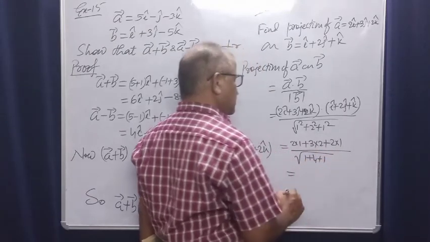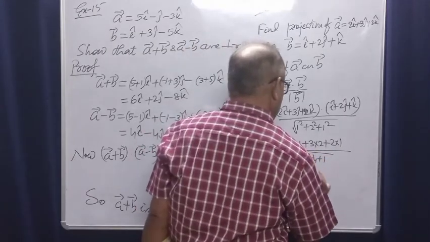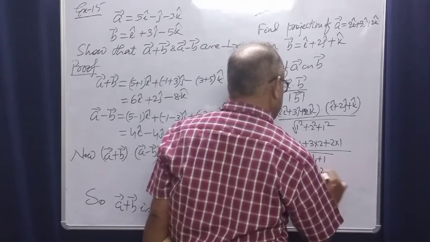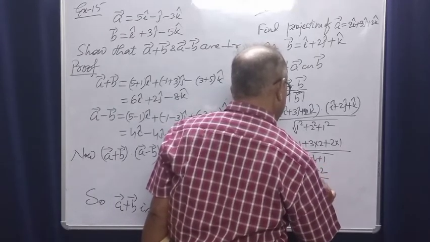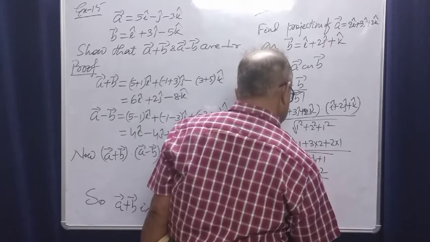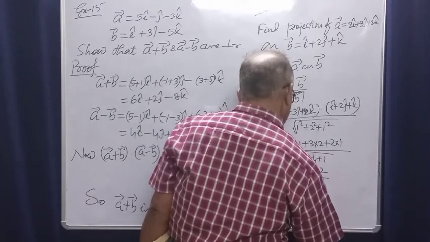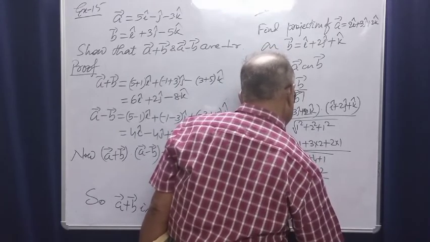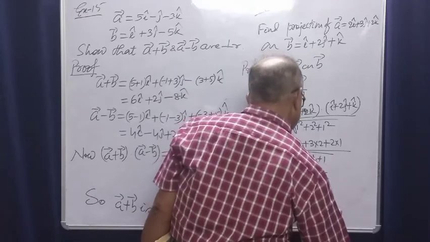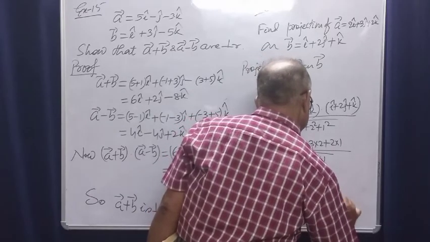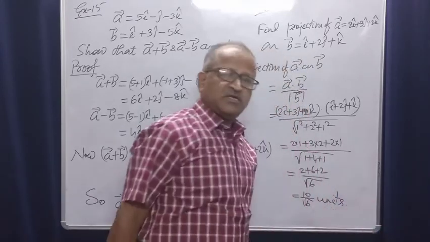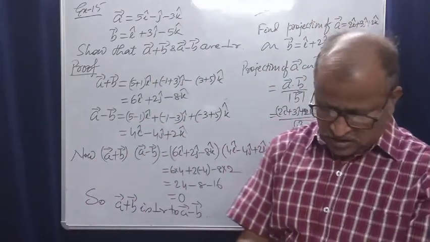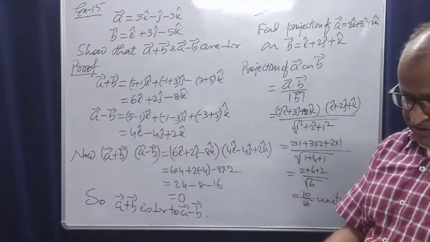This is 2 plus 6 plus 2 by square root of 6. That is 10 by square root of 6. This is in units. This is a scalar quantity. This is the projection of this, right?